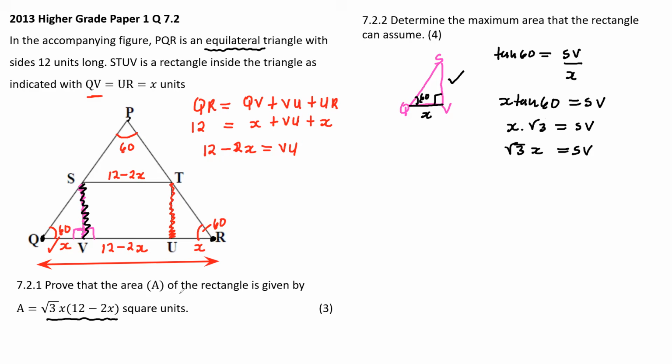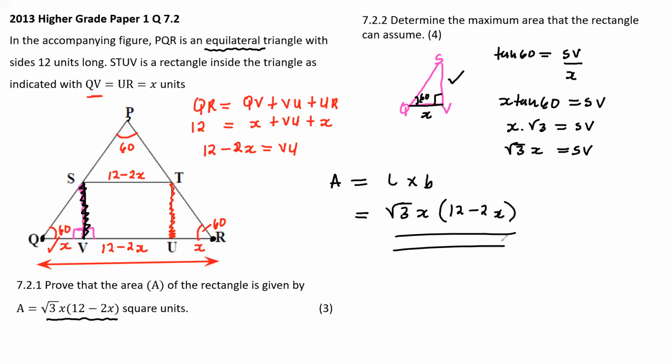I'm looking for the area of the rectangle. Area is length times breadth, which in this case, I can say root of 3x, which is SV, multiplied by 12 minus 2x, which is your VU. And that's how you get 3 marks.